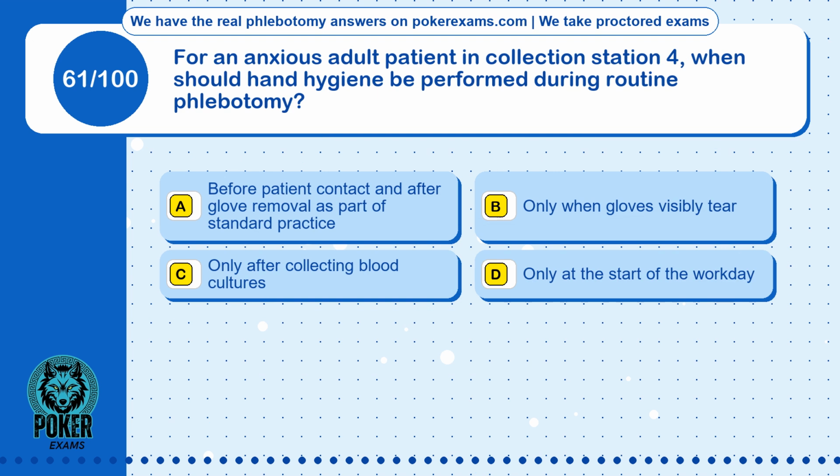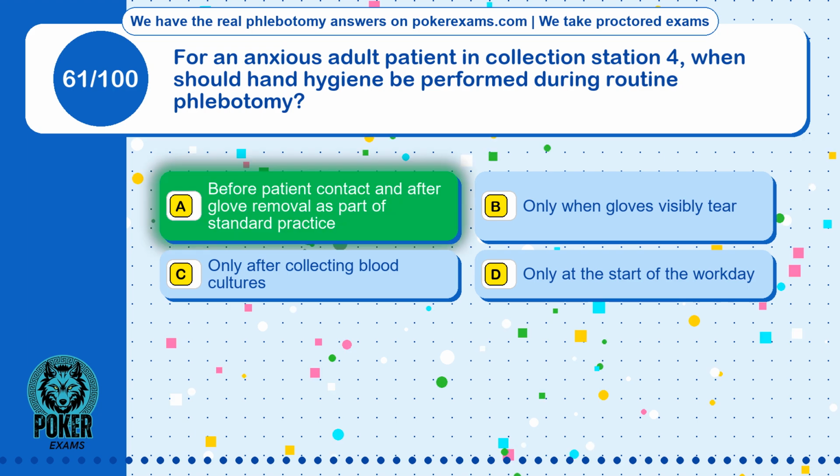Question 61. For an anxious adult patient in collection station 4, when should hand hygiene be performed during routine phlebotomy? Option A. Before patient contact and after glove removal as part of standard practice. Option B. Only when gloves visibly tear. Option C. Only after collecting blood cultures. Option D. Only at the start of the workday.